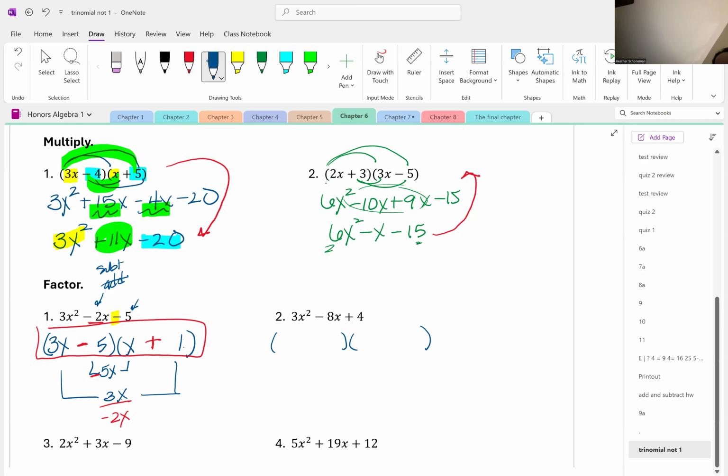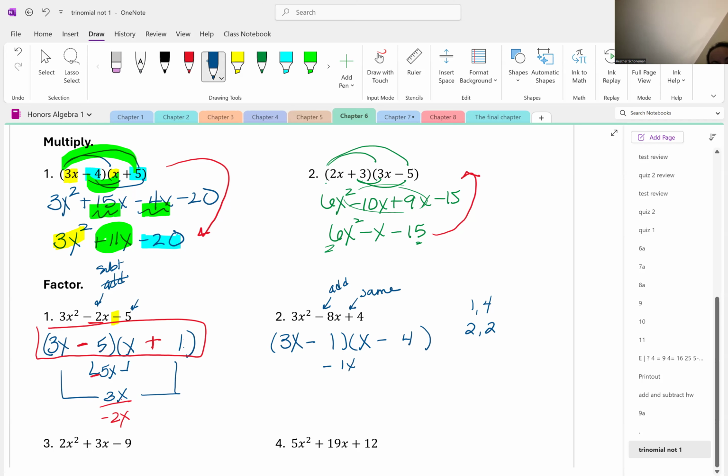So again, we know we're going to need 3x and x because there's nothing else that would multiply to the x squared. 4, I could have 1 and 4, or I can have 2 and 2. So if I do 1 and 4, because it multiplies to a positive, that tells me they're going to have the same sign. And because it adds to a negative, that same sign is going to be negative. So I don't need to figure out signs this time. I know what they're going to be.